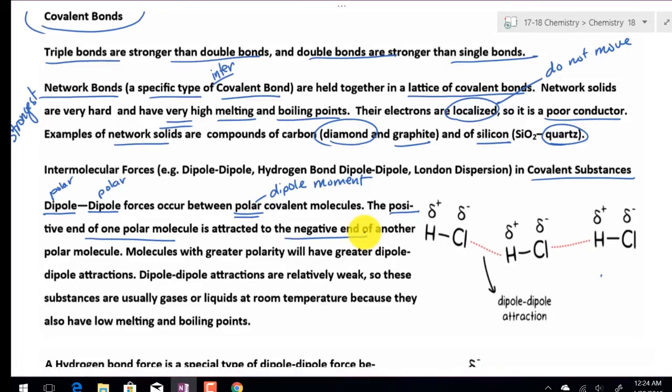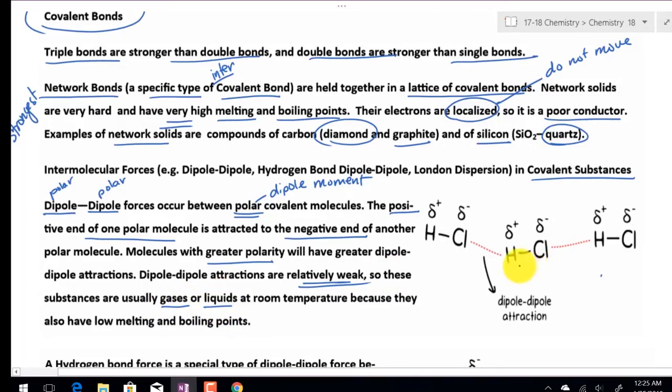Of course, the molecule with the greater polarity will have a greater dipole attraction. That means they will be held together very strongly, okay? And if they are held together very strongly, therefore they have a very high melting point and high boiling point. Well, overall, dipole attractions are relatively weak. And because they are so weak, at room temperature, they are usually gases and liquids.